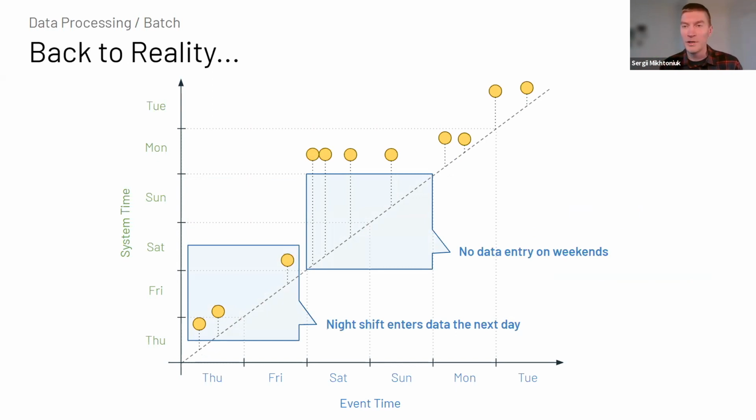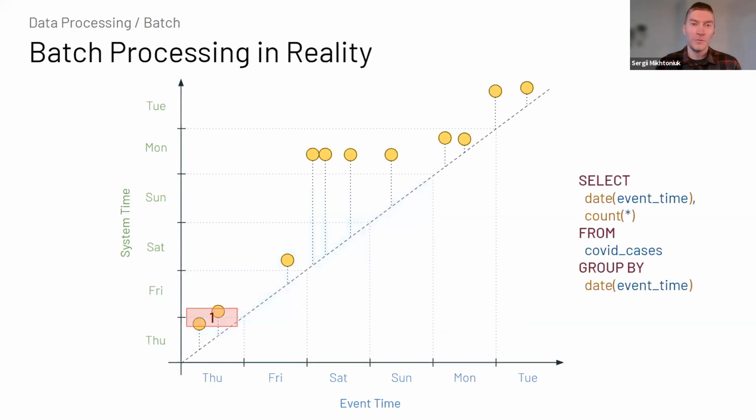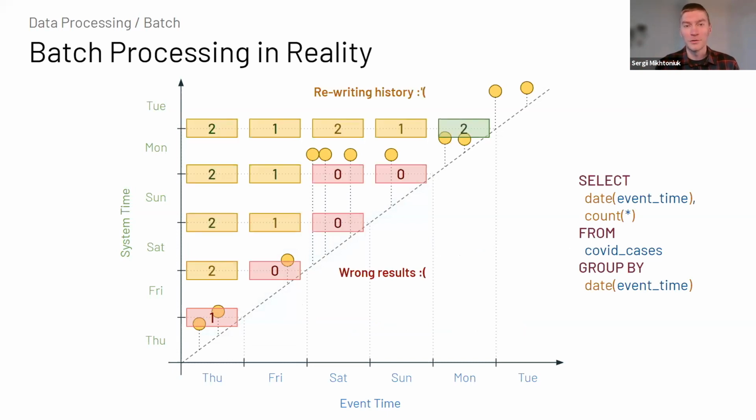And hospitals might enter data on night shifts on the next day. So on Thursday, our event might actually be entered on Friday. So if we apply batch to this type of data, on Thursday we get 1 instead of 2. On Friday we'll get 0, and so on. So we're getting a lot of wrong results, especially on weekends. But what's worse, we're also rewriting the history.